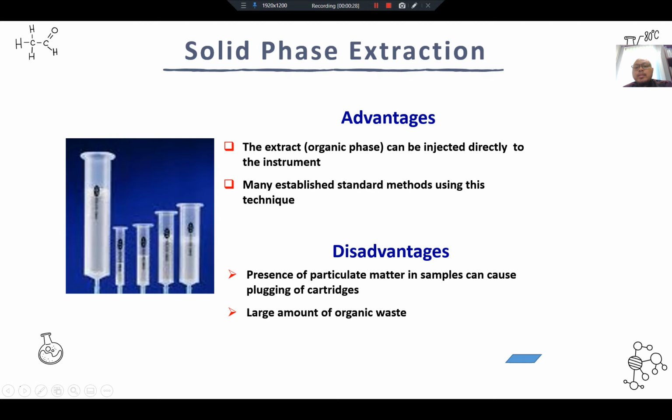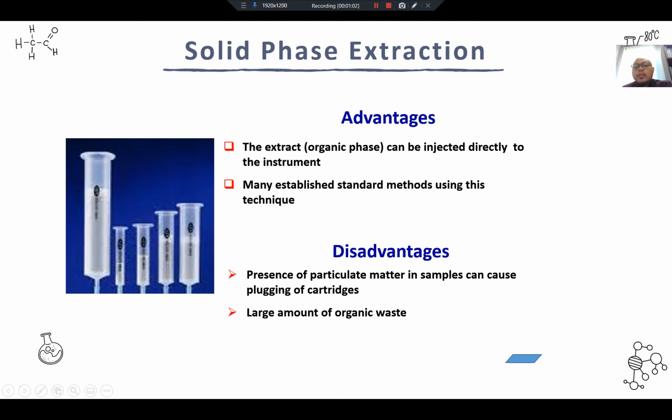So, solid phase extraction advantages: the extracted organic phase can be injected directly into the instrument. Many established standard methods use this technique. SPE was gaining popularity in the 2000s, so most standard methods started adopting SPE, until today. Of course, they try to improve the disadvantages, which we will see below.